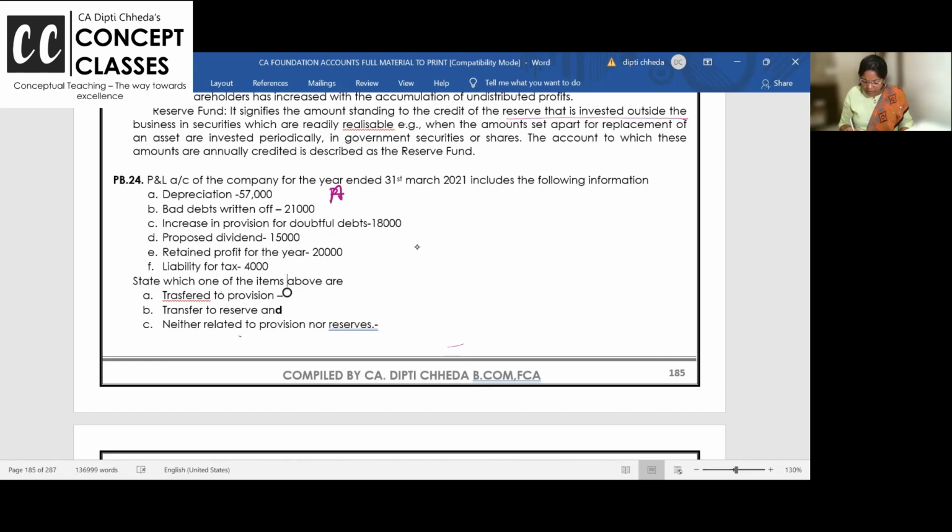Where will you take the bad debt, to provision or to reserve? Neither of it. So C, increase in the provision. A, you will transfer to provision only. Proposed dividend. Once you get profit, you give dividend. It's like reserve. Transfer to reserve, and that reserve's name is reserve for proposed dividend. Retained earning, you transfer it to reserve. And liability for tax. Do you create a provision for the liability of the tax? Yes. So it is A.